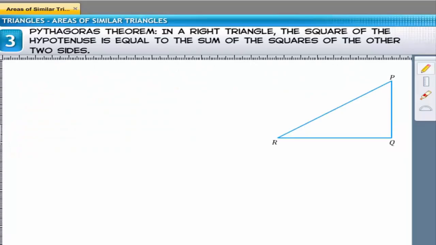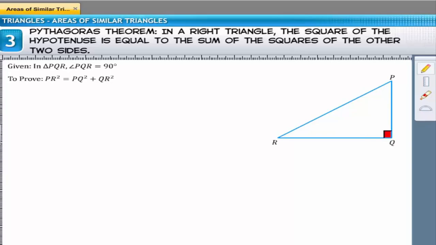Triangle PQR with the angle PQR equal to 90 degrees is given. We need to prove that the square of the hypotenuse PR is equal to the sum of the squares of the other two sides PQ and QR.